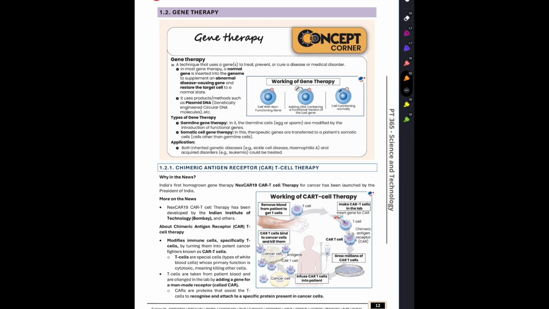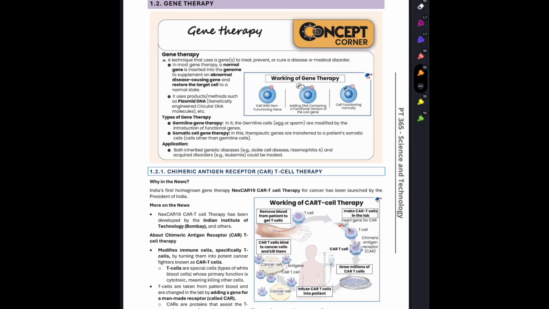So the next article is on gene therapy. Gene therapy is a technique that uses genes to treat, prevent, or cure a disease or medical disorder. In most gene therapy, a normal gene is inserted into the genome to supplement an abnormal disease-causing gene and restore the target cell to a normal state.